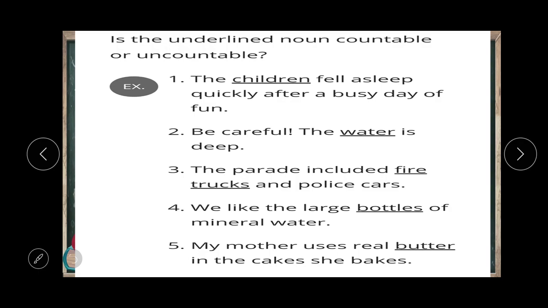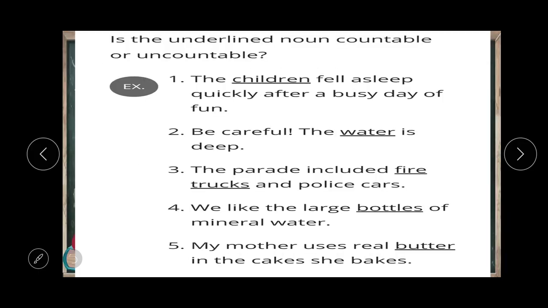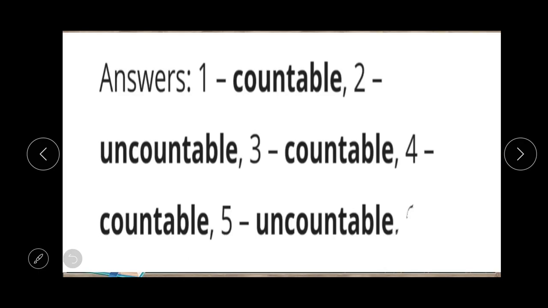So student, the answers of these 5 sentences will be the nouns. Let me first show you the nouns. Here you can see some words are underlined, and these underlined words are the nouns. Now our work is to find out whether these underlined words are countable or uncountable. So student, the answer of number 1 will be countable. Number 2 will be uncountable. Again 3 will be countable. 4 will be countable. And number 5 will be uncountable.